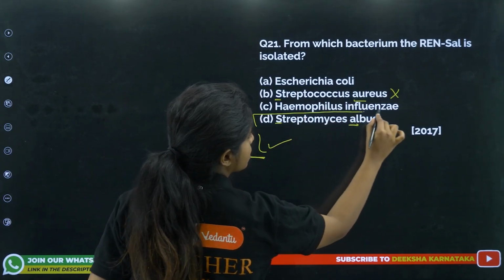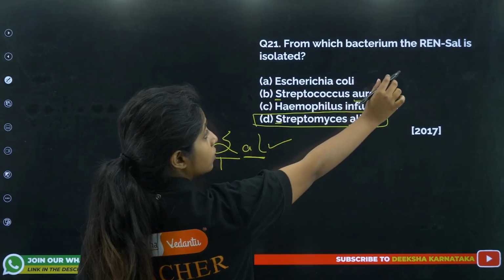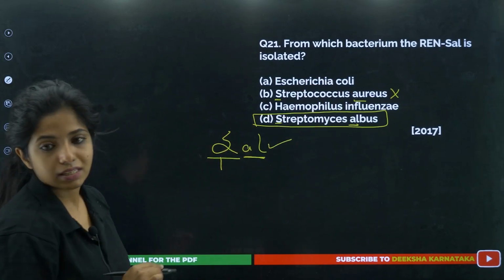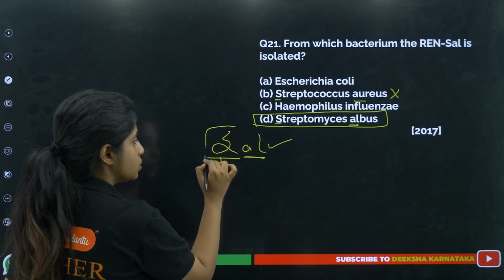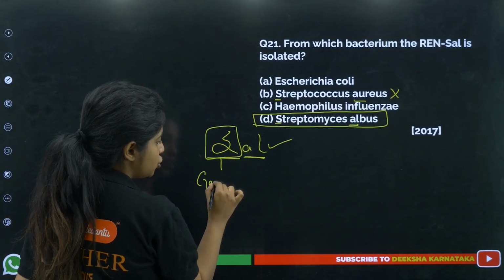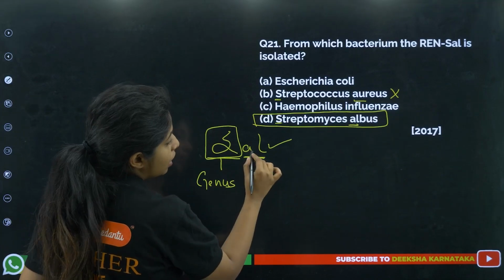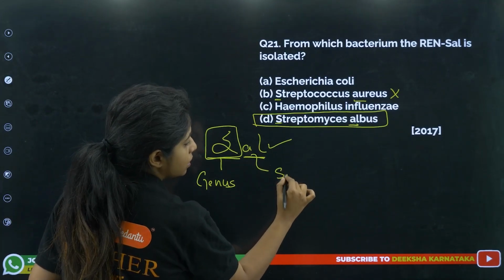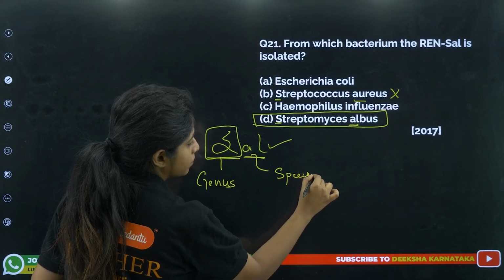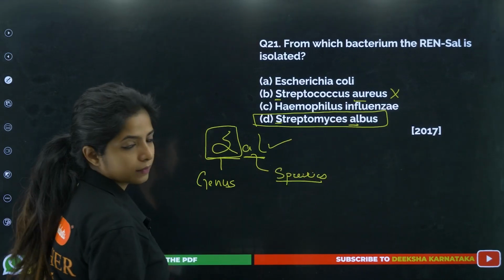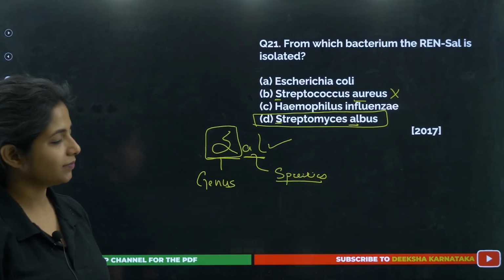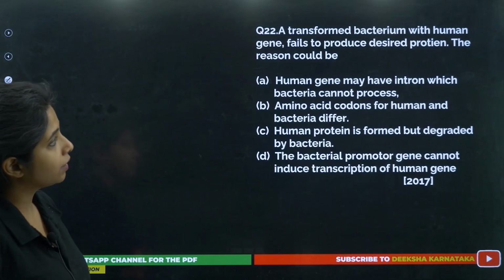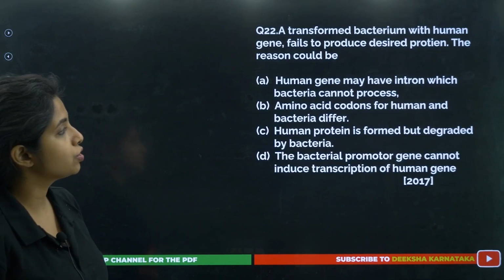So it is Streptococcus albus, from where I got the restriction endonuclease, that is SAL. So please remember, the first one is the first letter of the genus name or generic name. Over here AL are the two letters from the species name. Got it? Next question.